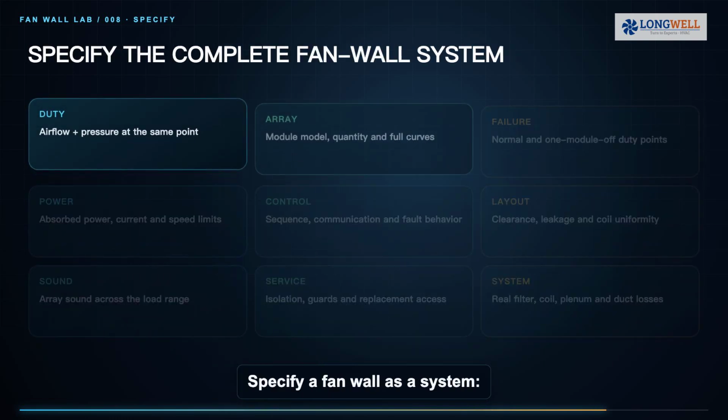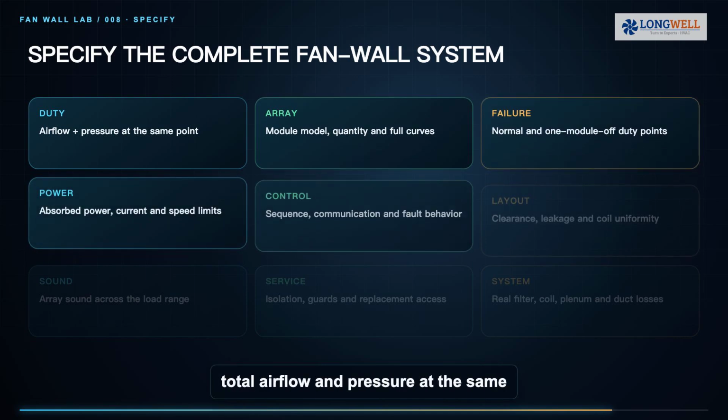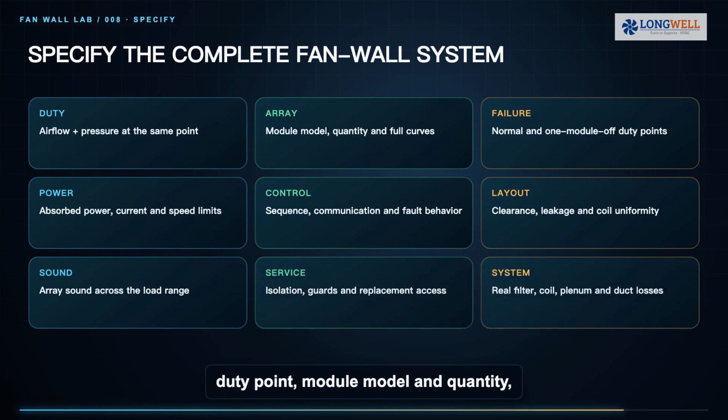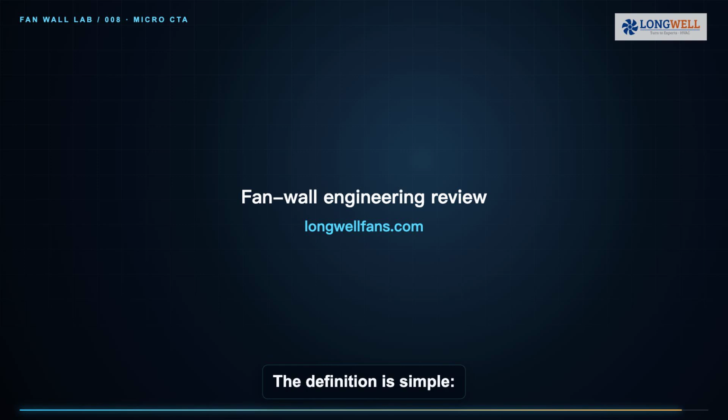Specify a fan wall as a system: total airflow and pressure at the same duty point, module model and quantity, normal and failure operating points, complete array curves, absorbed power, sound, controls and communication, electrical distribution, inlet and discharge clearances, airflow uniformity, leakage, service access, and the actual filter and coil losses. Then compare annual operating points, not only the peak efficiency number. The definition is simple: many fan modules, one engineered airflow system.